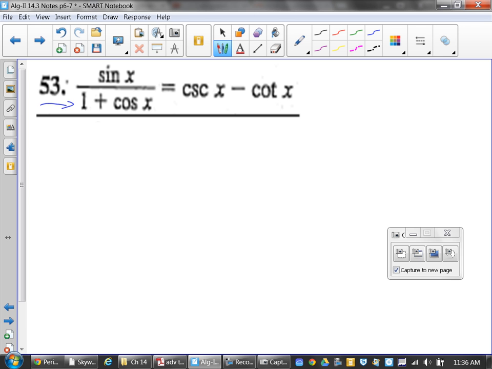So your little trick here: when you see a 1 plus a trig function in your denominator, or 1 minus a trig function in your denominator, and that's all that's there, it's usually setting you up to do a conjugate. So multiply it by 1 minus cosine? Yep. Because the conjugate of 1 plus cosine is 1 minus cosine. When you FOIL all that out, you get 1 minus cosine squared. Do you agree? And what's 1 minus cosine squared?